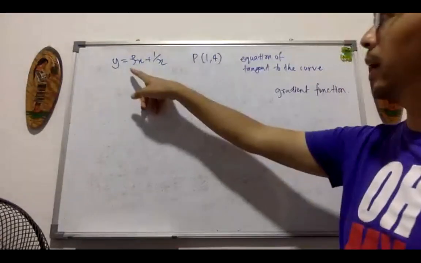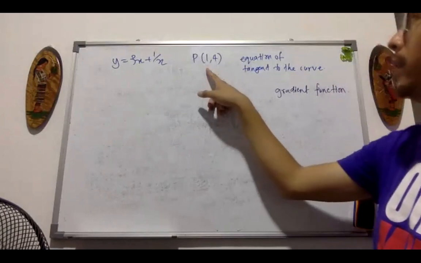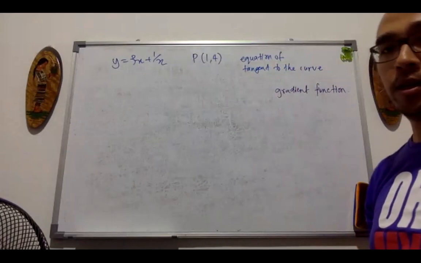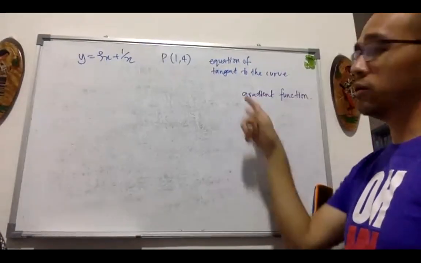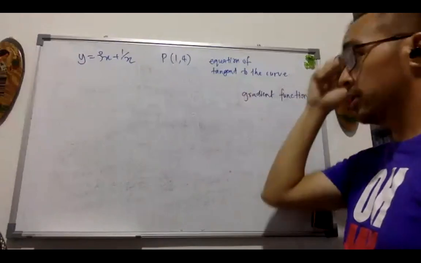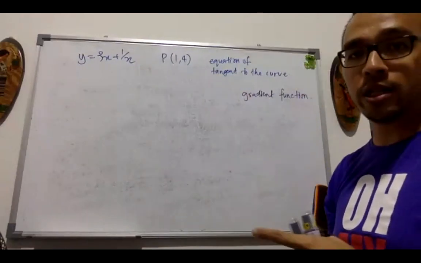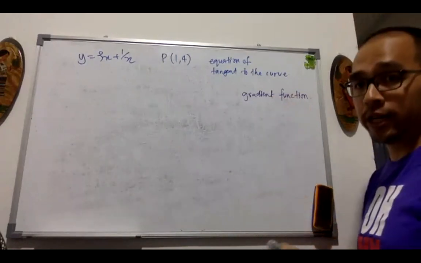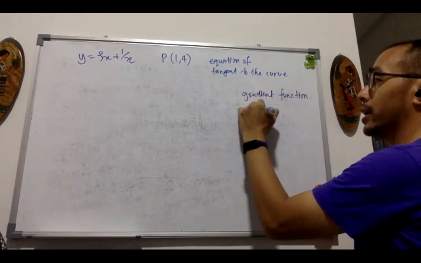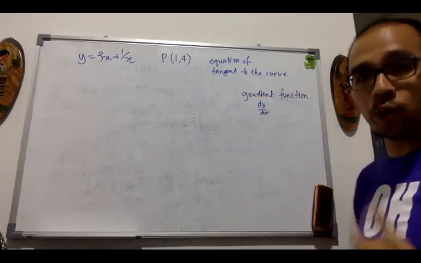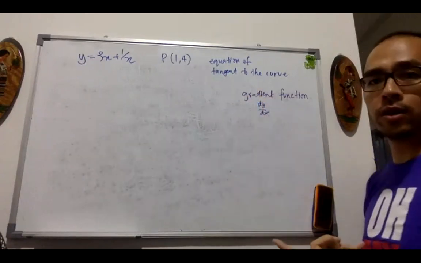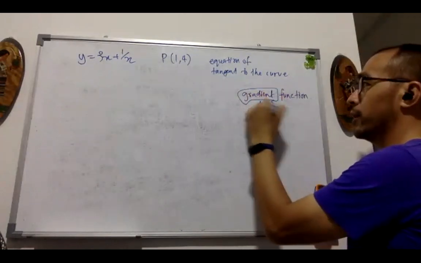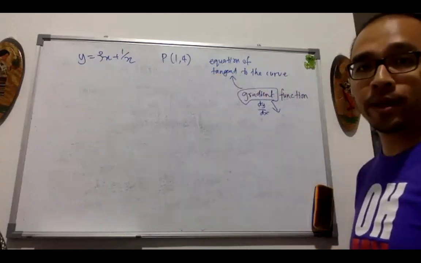So we're talking about this one where I give you the equation and a point, and you're asked to find the equation of the tangent to the curve. When we were doing integration, we heard a lot of this word gradient function. If you remember, gradient function actually refers to dy/dx. But the question we need to ask is, what gradient? The gradient we're talking about here is the gradient of the tangent.